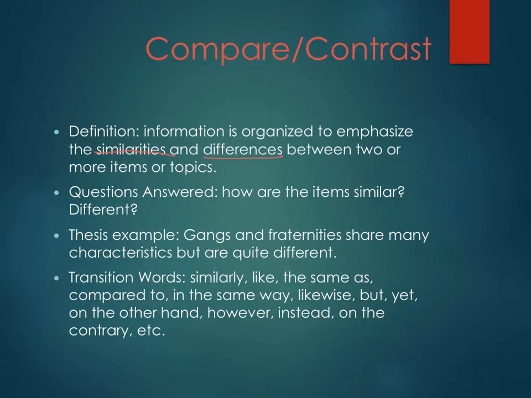Thesis example, gangs and fraternities share many characteristics but are quite different. You could have a paragraph talking about how they're similar and a paragraph talking about how they're different, in an essay to follow this thesis. Transition words should deal with both similarities and differences, so similarly, like, the same as are some examples of similarity transitions. But, yet, on the other hand are some examples of how you might indicate difference in transitions.